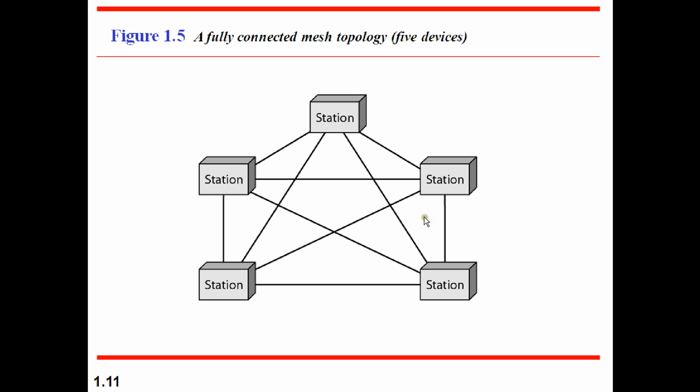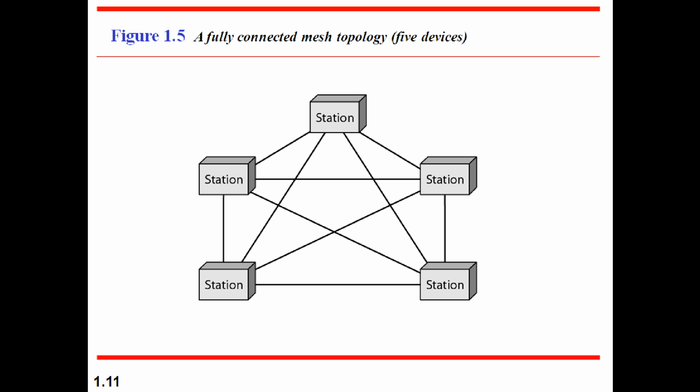Now first let us look at the mesh topology. In a mesh topology, every device has a dedicated point-to-point link to every other device. The term dedicated means that the link carries traffic only between the two devices it connects. A mesh offers several advantages over other network topologies. Use of dedicated links guarantees that each connection can carry its own data load, thus eliminating traffic problems.